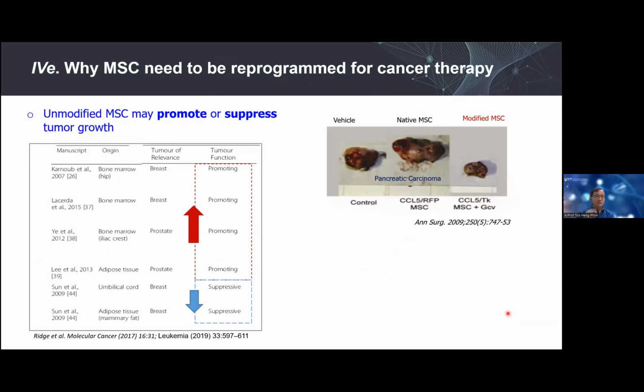Now, why do you need to modify MSC? That's very important to note. It is well known, and has been published by other groups, that some of the MSC can promote tumor progression rather than suppressing it. Some can suppress. Here's a study I've shown for some time: if you put in native MSC, a certain kind of MSC, you never know what the donor looks like, and it can actually promote the tumor to become bigger than the control. Then you have to kill it using something very similar to what we talked about.